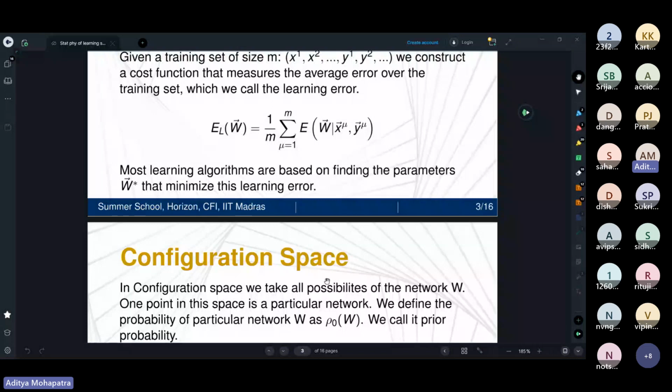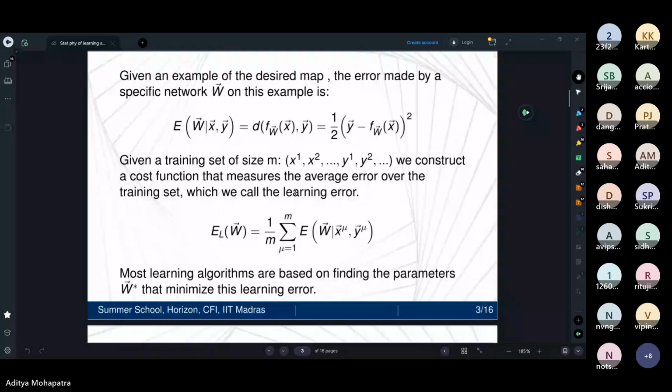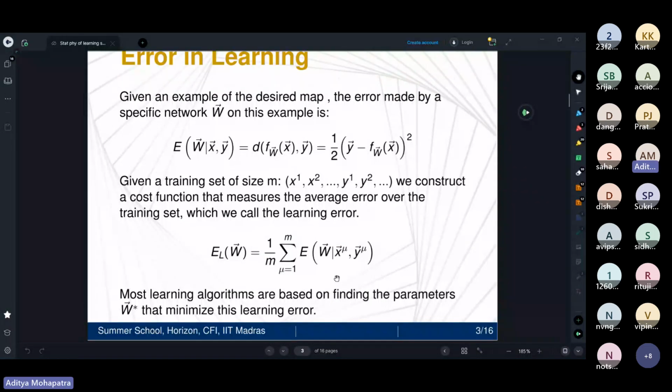Everything is clear till now? Any doubts, you can text. You can unmute and say it, or put it in the chat also if you have any doubt. I'll continue.